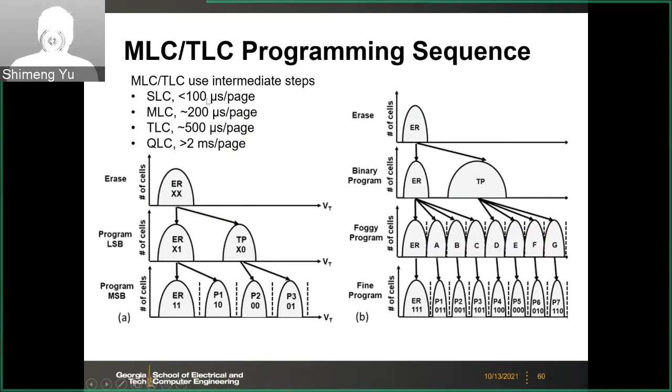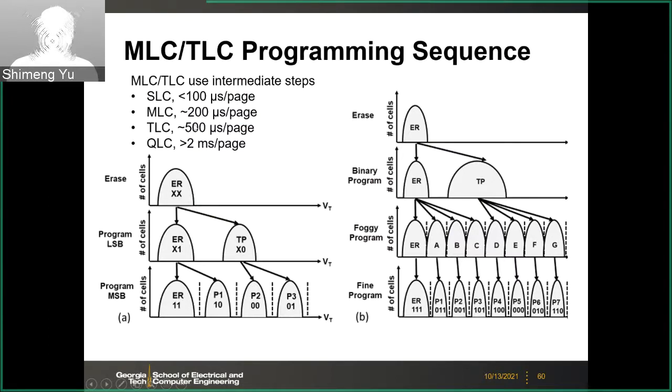Here you can imagine for more levels, you may need more verify cycles. Here we just show the typical programming time for one page, because you program word line by word line, page by page, right? For the SLC, because you only need to verify one level, you can do that within about 100 microseconds. If you do MLC, TLC, QLC, you see that the programming time increases: like 200 microseconds, 500 microseconds, 2 milliseconds.